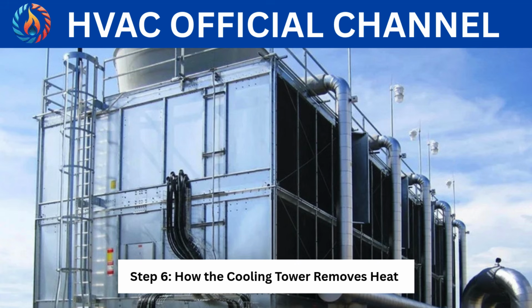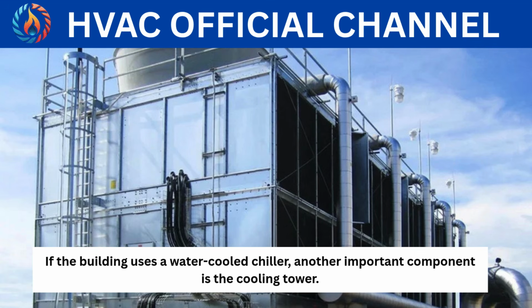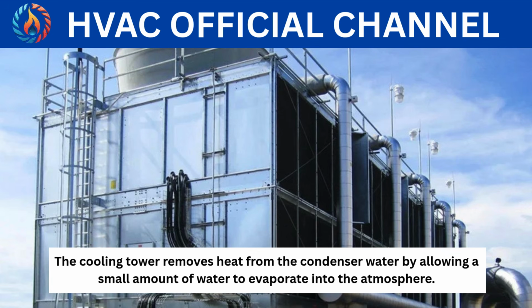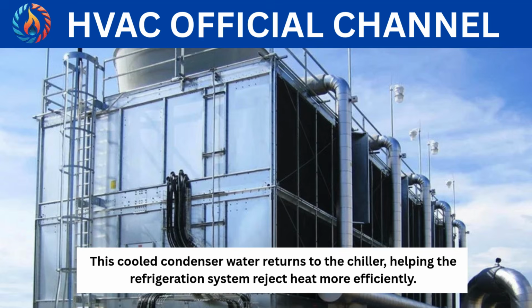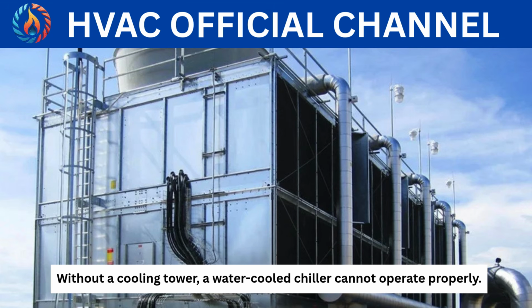Step 6. How the cooling tower removes heat. If the building uses a water-cooled chiller, another important component is the cooling tower. The cooling tower removes heat from the condenser water by allowing a small amount of water to evaporate into the atmosphere. As evaporation occurs, the remaining water becomes cooler. This cooled condenser water returns to the chiller, helping the refrigeration system reject heat more efficiently. Without a cooling tower, a water-cooled chiller cannot operate properly.